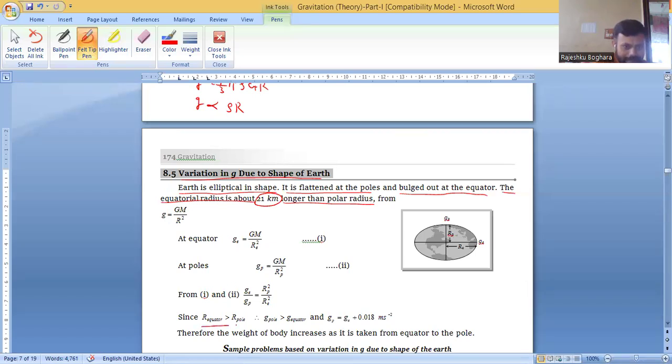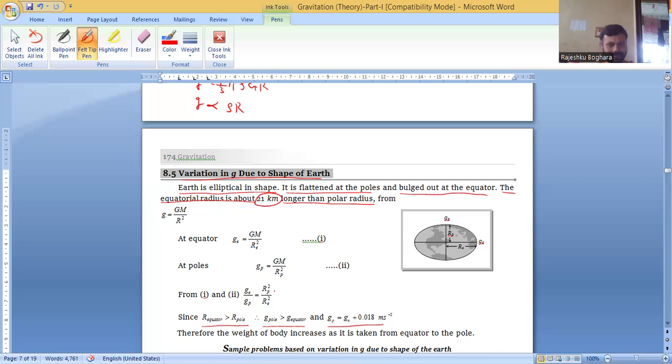R equator is greater than R pole, so g pole is greater than g equator. Then g_p equals g plus 0.018 meters per second squared, that is, g_p equals g plus 0.018 g meters per second squared.